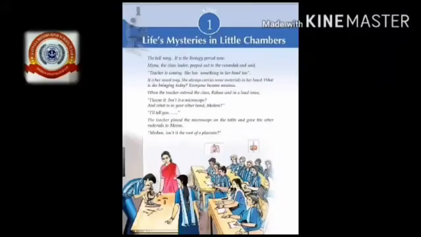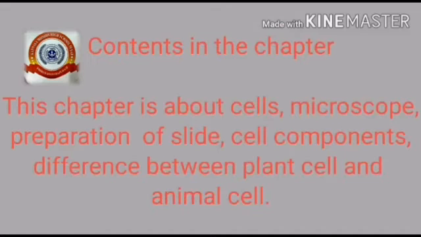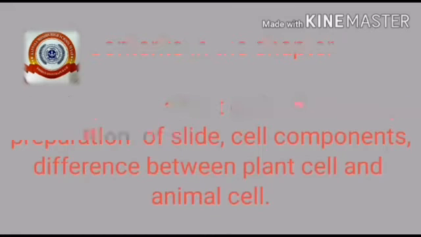This is your first chapter, Life Mysteries in Little Chambers. Contents in the chapter: this chapter is about cells, microscope, preparation of slide, cell components, and the difference between plant cell and animal cell. Children, you studied about cells in 6th standard. What are the things you studied about cells?